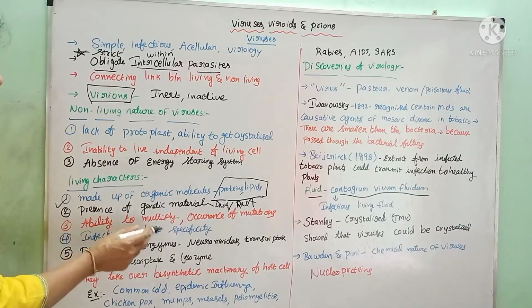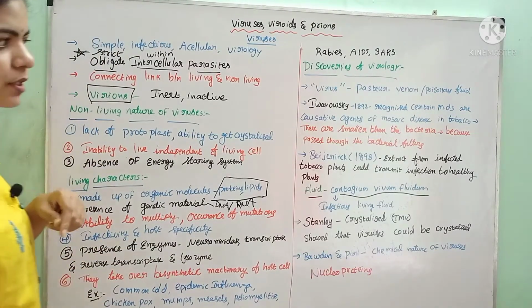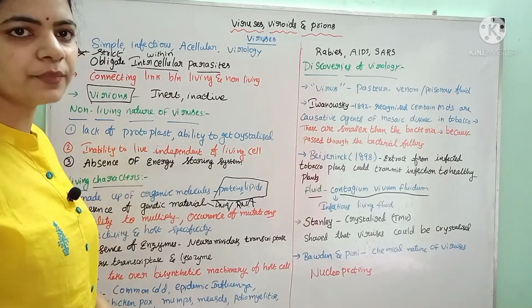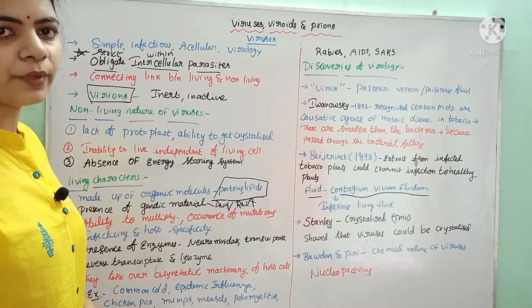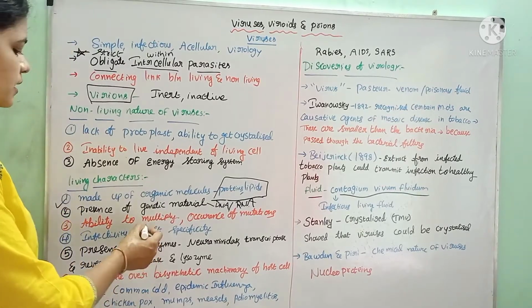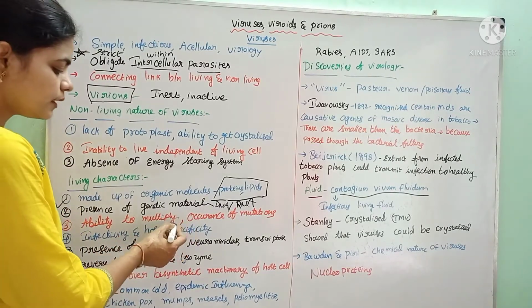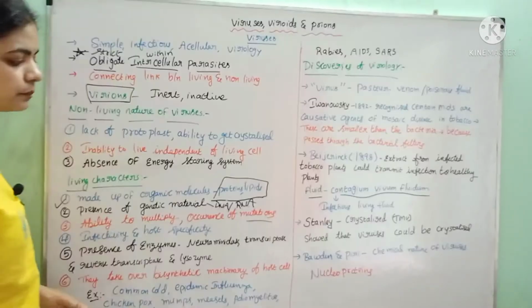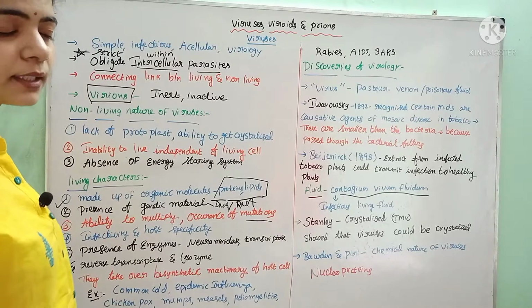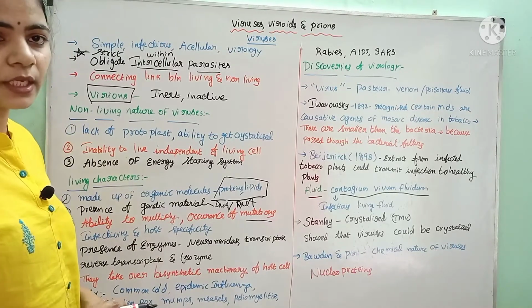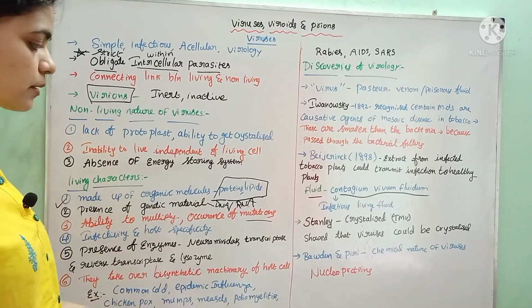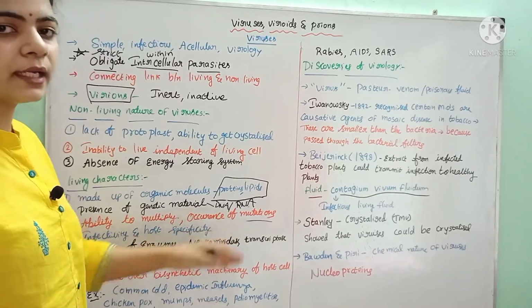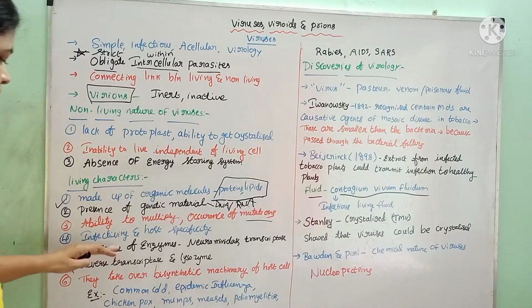And ability to multiply. When they enter into the host cells, what is their function? Immediately they have to increase their number and take command over the host. Hence they start multiplying, and that multiplying nature is the living character. Occurrence of mutations. Mutations are nothing but sudden heritable changes in the genetic material. Those mutations occur highly frequently in the viruses.